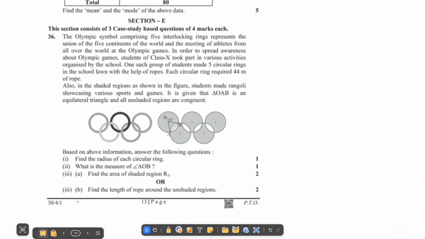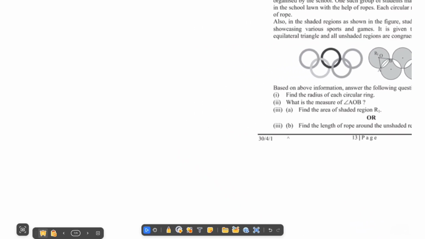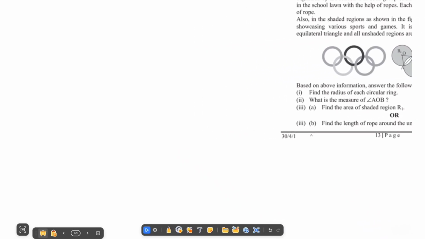What is the first question? Find the radius of each circular ring. So here the circumference of each circular ring is given. Each ring is formed with 44 meters of rope. So the circumference is 44 meters. What is the circumference formula? 2 pi r equals 44.